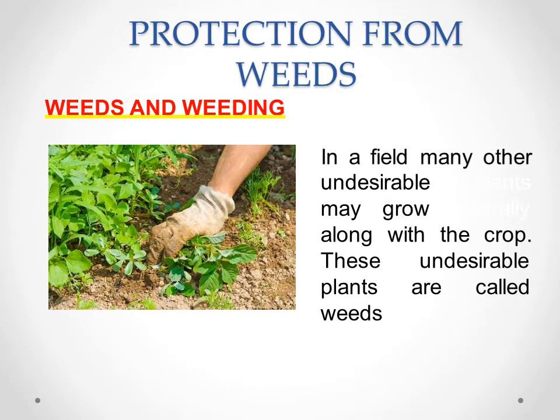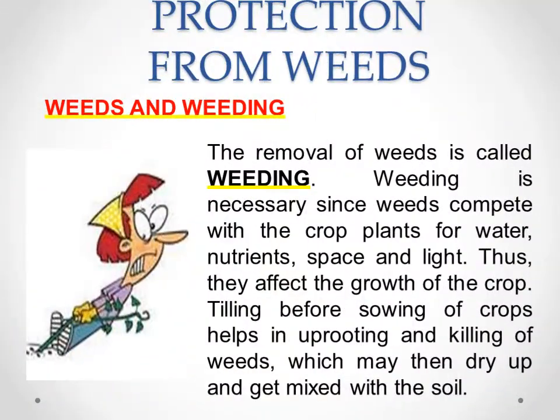The next major practice after the irrigation system is the protection of the crops from the weeds. In fields, many undesirable plants start to grow along with the crops, and these undesirable plants are called weeds. During the olden days, the removal of weeds was done manually by human beings using their hands. The process of removal of weeds is called weeding.